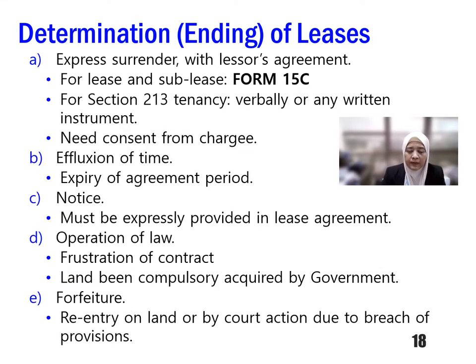Now this is about the determination or ending of leases, whereby there are 5 ways where leases can be determined, can be ended. The first one is through express surrender. Express surrender is when you surrender the lease with the consent or with the agreement from the lessor. For lease and sublease, this is done via form 15C, using the form, because again you need to cancel the registration of the registered lease. So for lease and sublease, you use the form 15C.